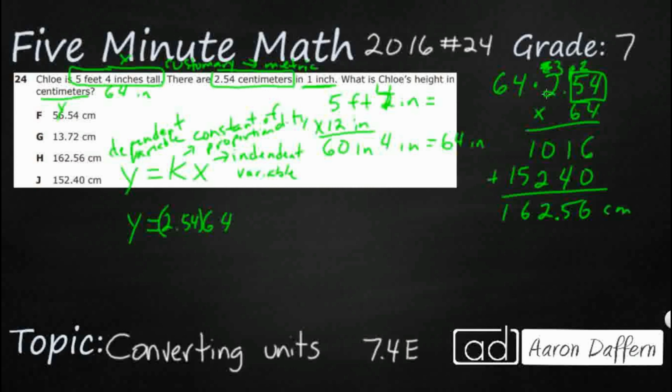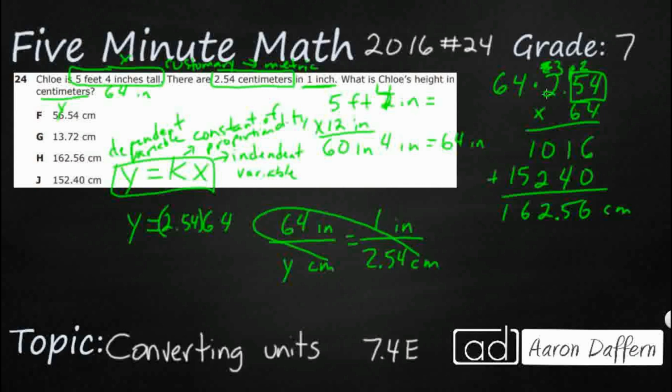Now, there's another way to do that. If you didn't want to use this equation right here, you can make a proportion. So you can say 64 inches relates to y centimeters. We don't know how many centimeters that is. But we know our conversion is 1 inch, because we put inches with inches on the top, and 2.54 centimeters. So that's our ratio. You can find a proportion here, and guess what we end up having to do? Multiply those two to find y. Either way, your answer here is H.